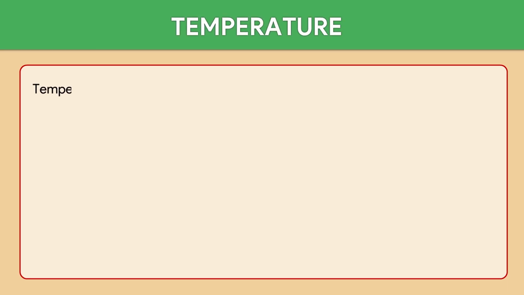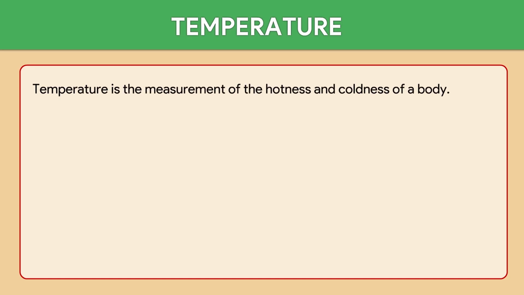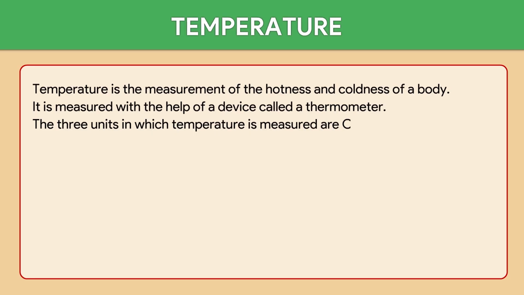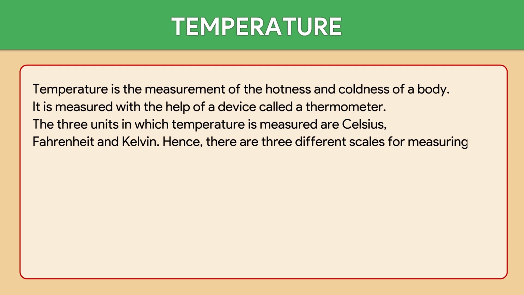Temperature. Temperature is the measurement of the hotness and coldness of a body. It is measured with the help of a device called a thermometer. The three units in which temperature is measured are Celsius, Fahrenheit and Kelvin. Hence, there are three different scales for measuring temperature.